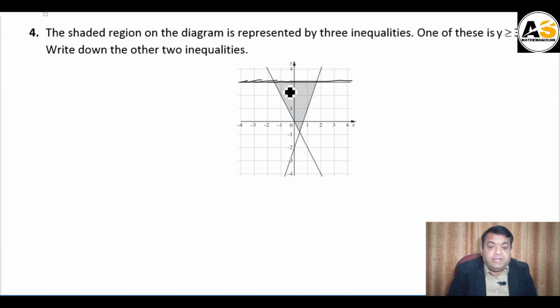Y is equal to 3. And the region is below this line. So the second inequality is y is less than 3. This inequality is given. This is the y is equal to 3x minus 2 line.